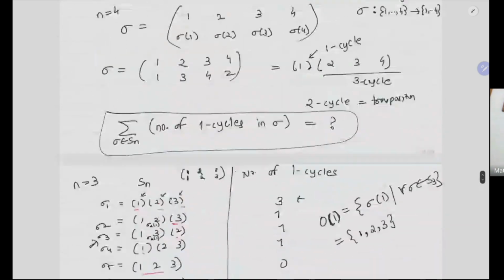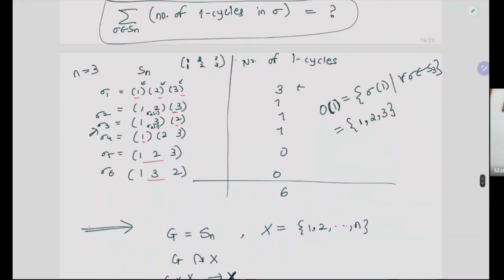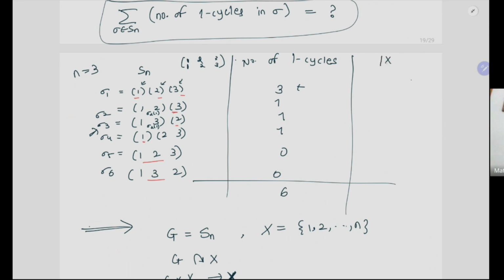Let us go here again and now see the cardinality of X power sigma. So here the number of fixed elements is 3. Here fixed is 1. Here 1, 1. 1, 0 and 0. So this number of 1 cycles here is exactly equal to the number of stabilizers under this sigma. Right? They are in 1-to-1 correspondence.